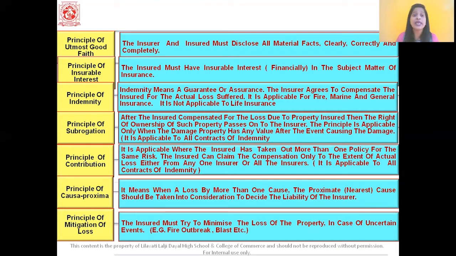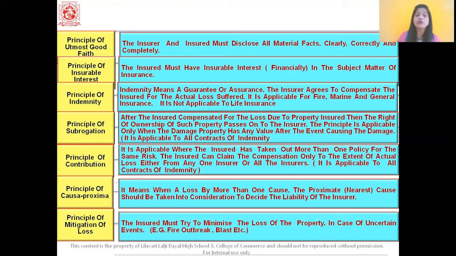Third, principle of indemnity. Indemnity means a guarantee or assurance. The insurer agrees to compensate the insured for the actual loss suffered. It is applicable for fire, marine, and general insurance. It is not applicable to life insurance, because indemnity means a guarantee or an assurance to bring you back to the same situation that you were in before. For life insurance, if the person has died, you cannot bring the person back to life. So it is not applicable to life insurance.